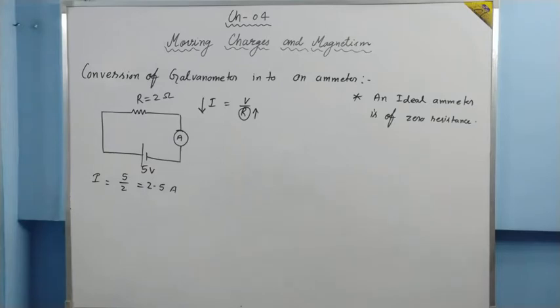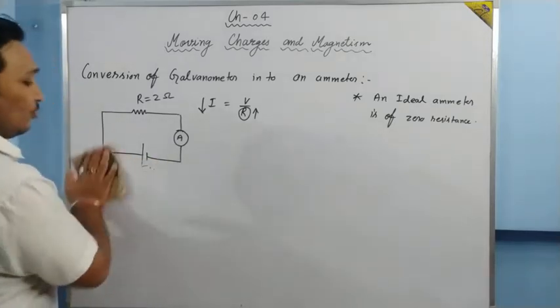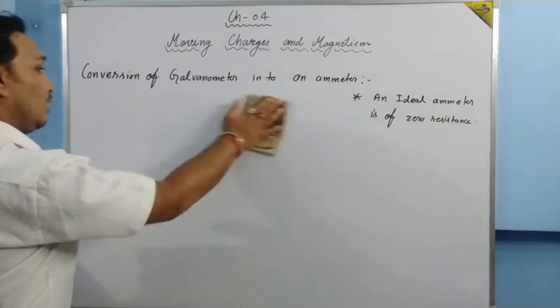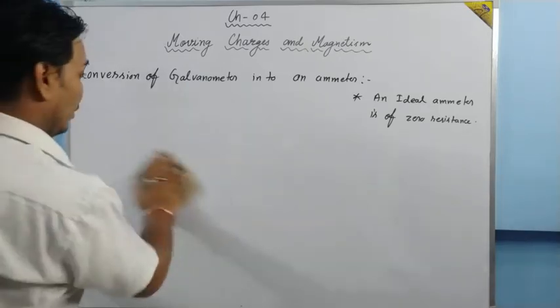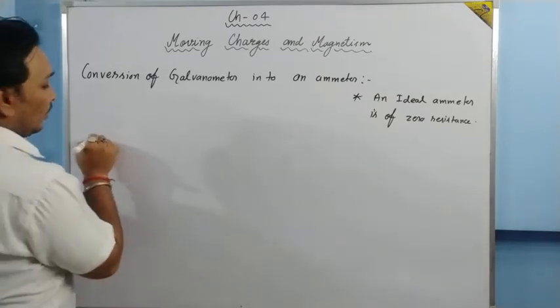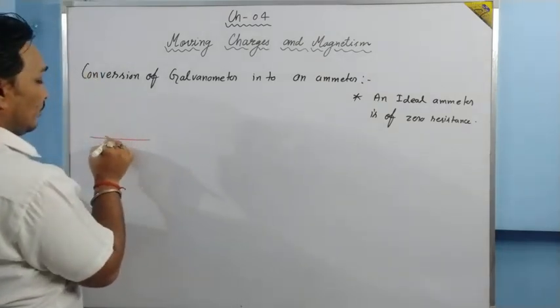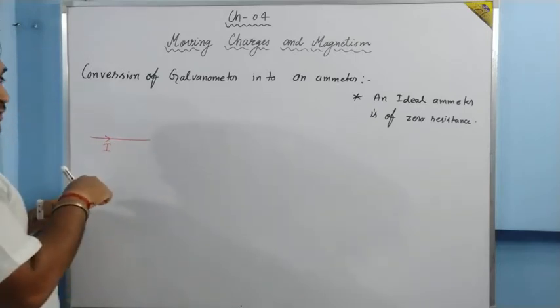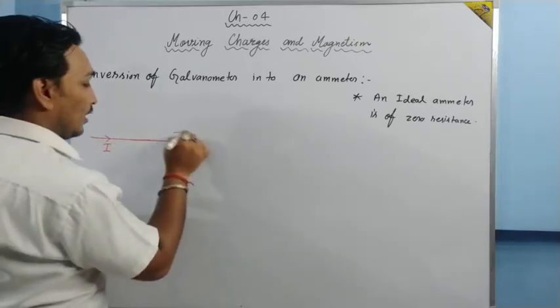And now from this point, let us see how this galvanometer has to be converted into an ammeter. Let us see the circuit. Suppose this is the circuit. This is the current I which has to be measured, and this is the galvanometer.